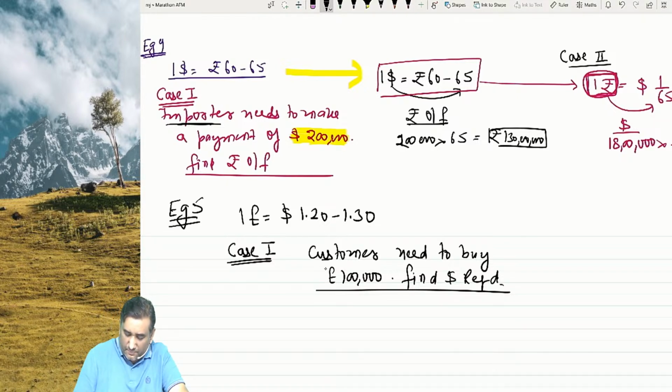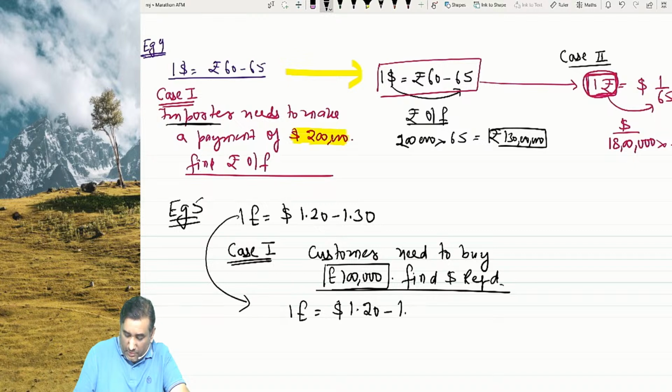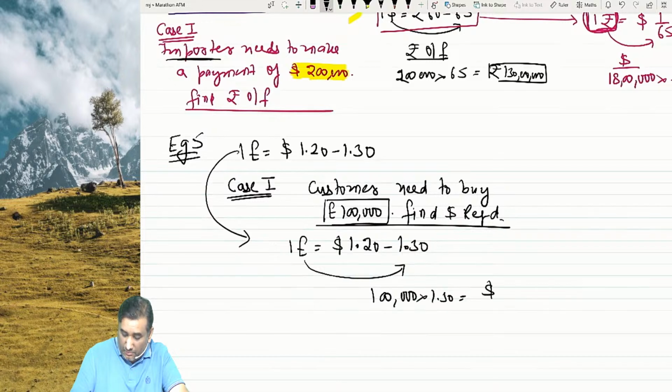Confirmed currency is what? Pound. Make sure pound is on the left hand side. 1 pound is equal to dollar what? 1.20, 1.30. Customer needs to buy. Customer is buying, who is selling? Bank. Which rate to apply? Ask rate. 1 lakh into what? How much do we get?